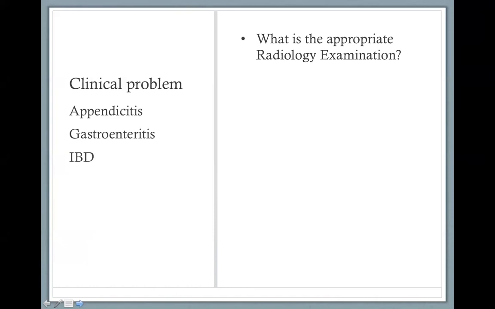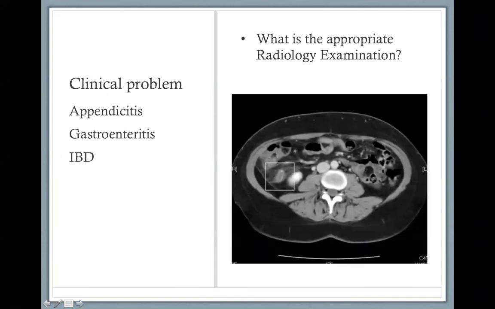There are some emergencies, just like the renal colic, which are more acute, but they can present in very similar ways. For example, a patient might present with abdominal pain with or without fever. And this is a presentation that could be seen in appendicitis, gastroenteritis, and IBD. If we suspect appendicitis, CT is a good imaging modality.